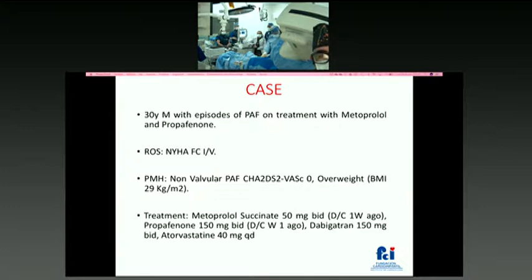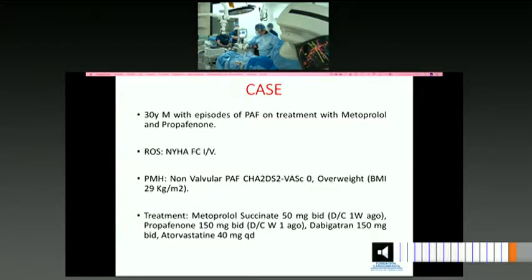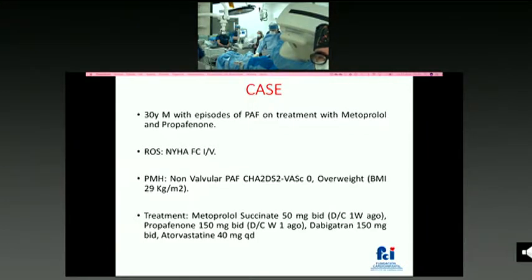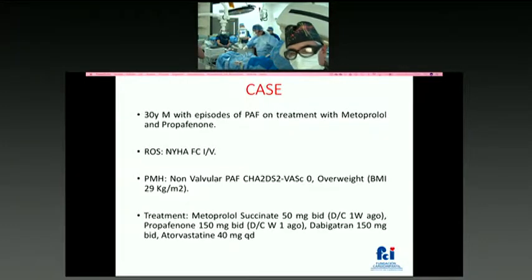This case is a 30-year-old patient with paroxysmal episodes of atrial fibrillation refractory to treatment with metoprolol and propafenone. This patient has no deterioration of the functional class, and he is overweight with a BMI of 29 per square meter. He was being treated with metoprolol and propafenone. We stopped the medication 1 week ago.